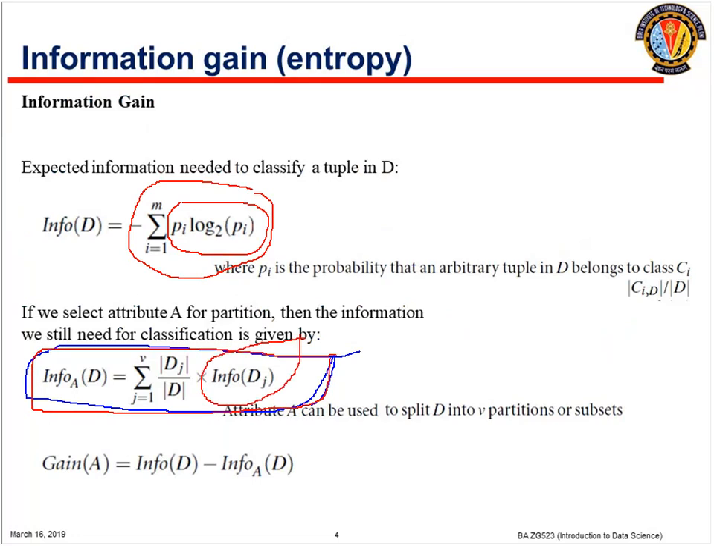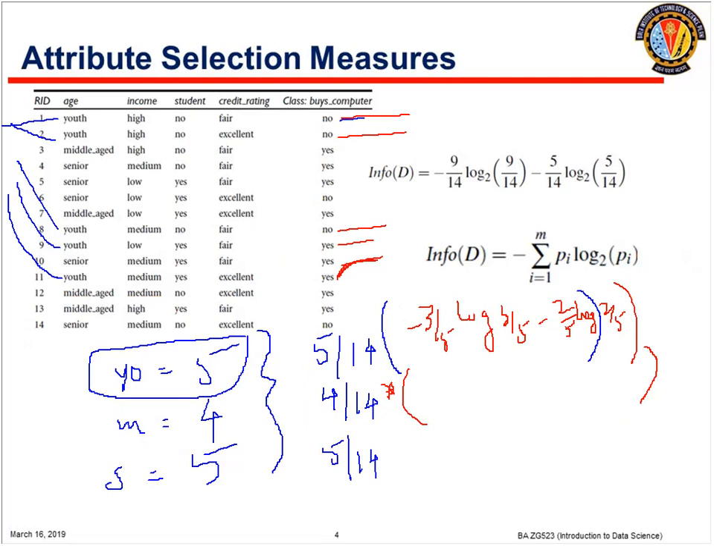Then similarly, what is the probability of a middle-aged person getting selected? 4 by 14. Provided that you have selected those 4 examples, what is the entropy of that system? How much more information is required? Again you apply the same formula, minus p log p. Look at the 4 examples which have age equal to middle-aged.